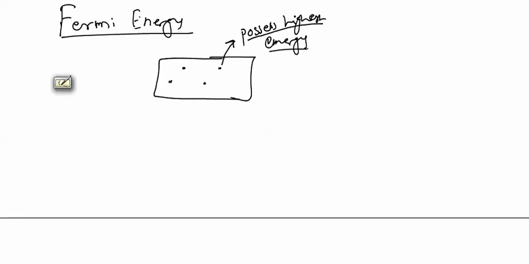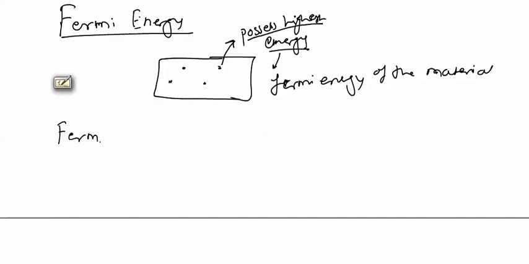The energy of this electron which possesses highest energy is called Fermi energy of the material. So now I can define Fermi energy as the energy of the electron which has maximum or highest energy in the material. Now Fermi Dirac function, or first we will see Fermi level.